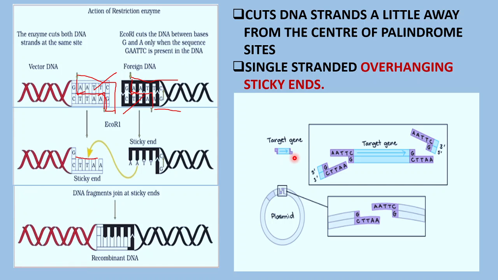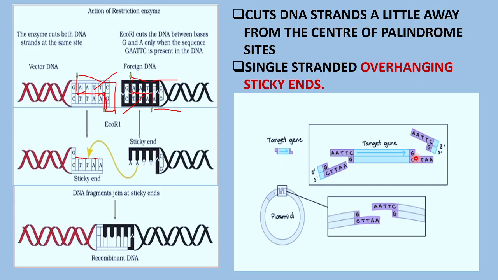Okay, so here you can see the target gene, where it has already been cut out. The restriction enzyme has cut it out, so you have these overhanging stretches. You can see these are the single strands, the shape indicates. So here is the target gene that is shown here.